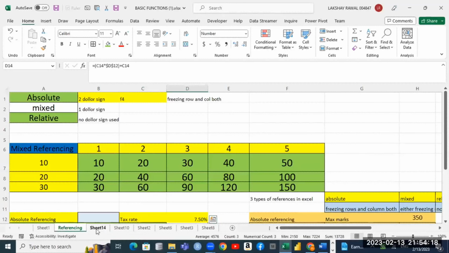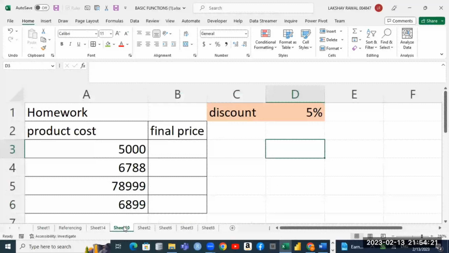So shall I go to the next sheet? Now come to sheet number 10. You have to tell me the formula here.